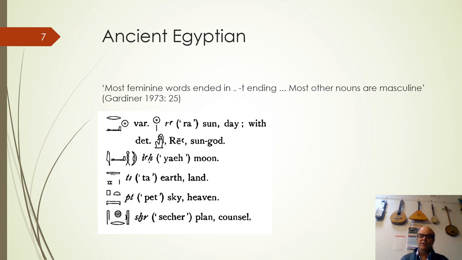But all the other words on this page, the first one, ra, sun or day, the second one, yah, I can't pronounce these, we don't really know how they were pronounced because Egyptian did not write vowels, yah, the moon, the word for earth, tah, and the word for plan, sakhr. These words are all masculine because there is no final T.